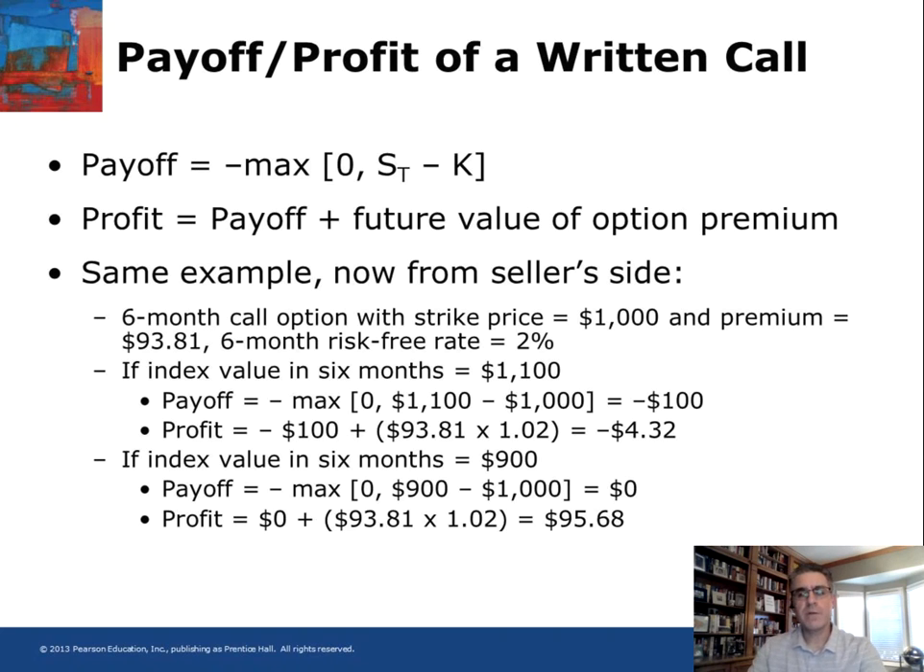Now let's look at the payoff and profit from the perspective of the seller or writer of the call. First, the payoff to the writer of the call is simply the negative of the payoff to the buyer. It's the negative of the amount by which the stock price exceeds the strike price. Just like the payoff to the buyer is always non-negative, the payoff to the writer is always non-positive. The profit to the writer is this payoff, which again is either a negative number or zero, plus the interest-adjusted value of the premium received. So while the payoff cannot be positive from the perspective of the writer, the profit can be positive if the future value of the premium is larger than the absolute value of the payoff.